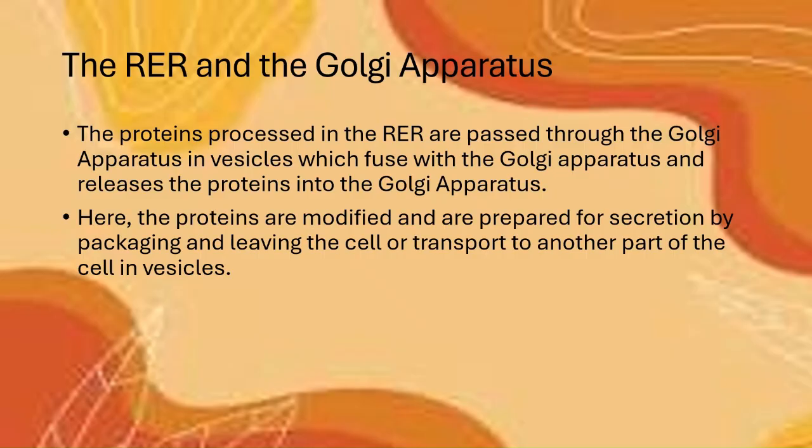And then the proteins are modified and are prepared for secretion by packaging and leaving the cell or transport to another part of the cell in vesicles. So they enter the Golgi apparatus in vesicles, they get modified and prepared as needed, and then they leave the Golgi apparatus to wherever they need to go in vesicles as well.